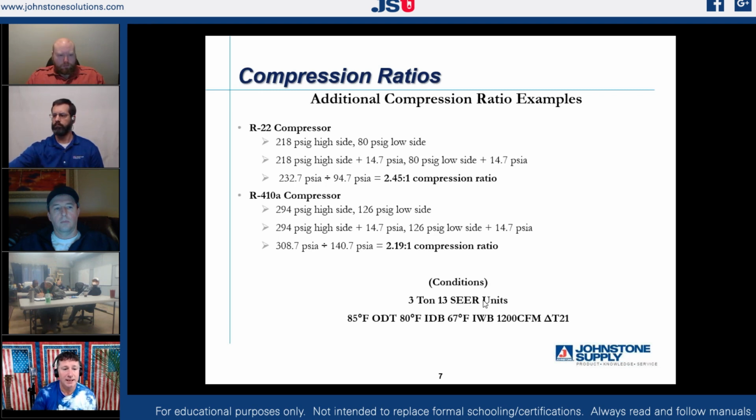Okay. If I take the exact same situation and have this system running on R410A, I put my gauges on it, and I've got a 294 pound head pressure and a 126 pound low side pressure. I add my 14.7 to both of those. I have 308 on my high side and 140 on my low side. I now have a compression ratio of 2.19 to 1. And you go, what does that mean?